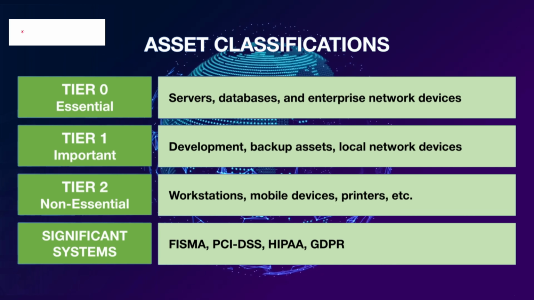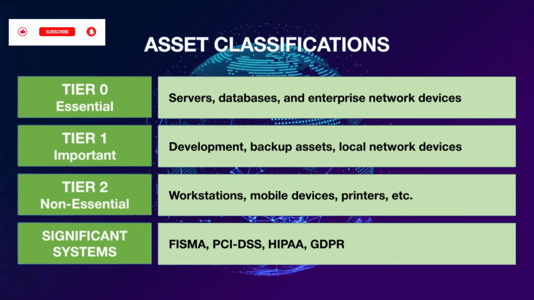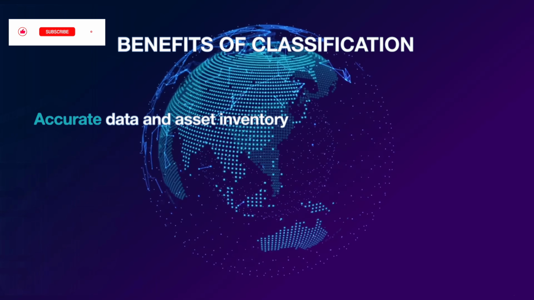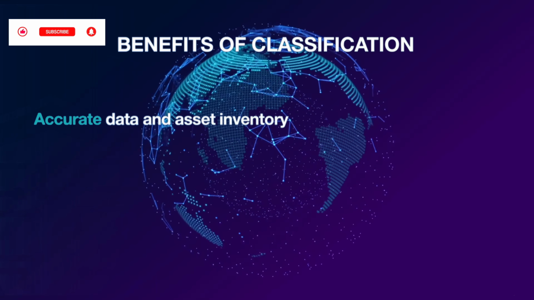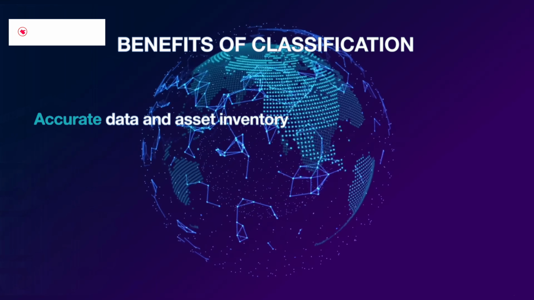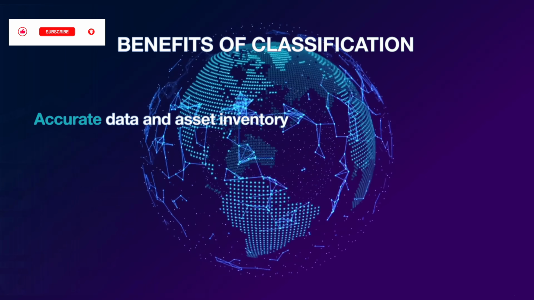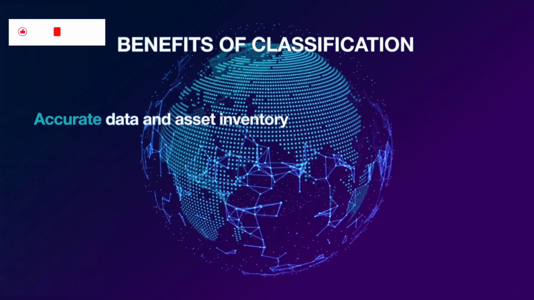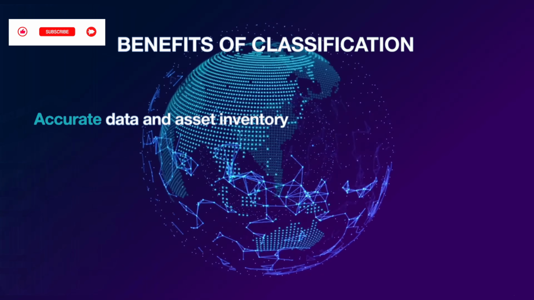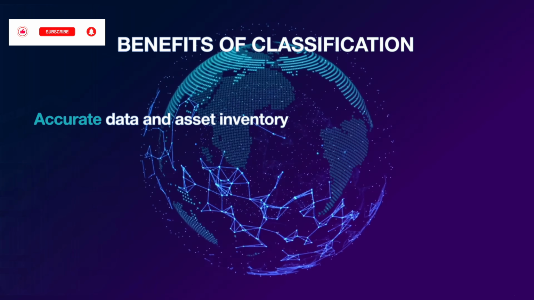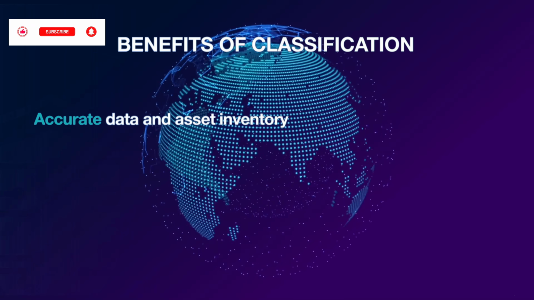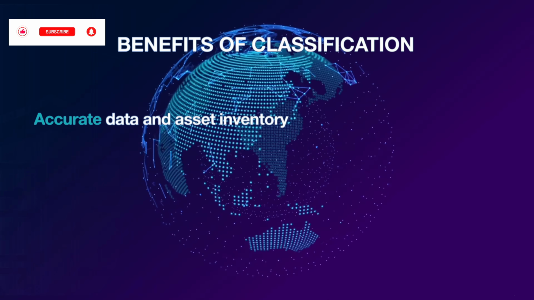And why we want to go ahead and classify things like this is, one, to have a good, accurate understanding of our data and asset inventory. Again, what I said earlier about inventory being so important could not be further from the truth. It is so important to understand what assets you have in the system and what kind of data is in the system as well, and that you accurately understand what those things are.